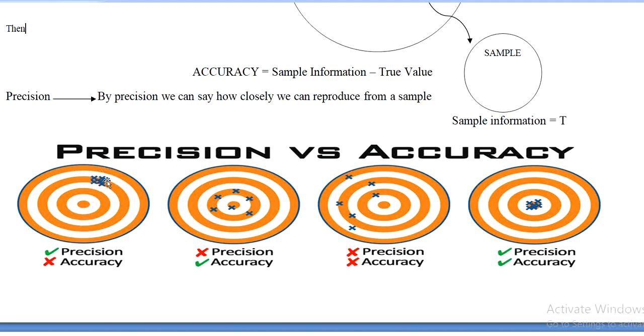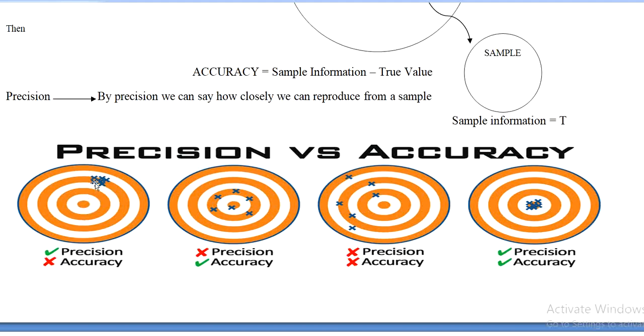The results of each mark. You can see there are 1, 2, 3, 4, 5, 6 samples, different shots in this case. There are 6 different shots and the shots are very close to each other. They are not accurate because they are far from the actual point, the accurate point.